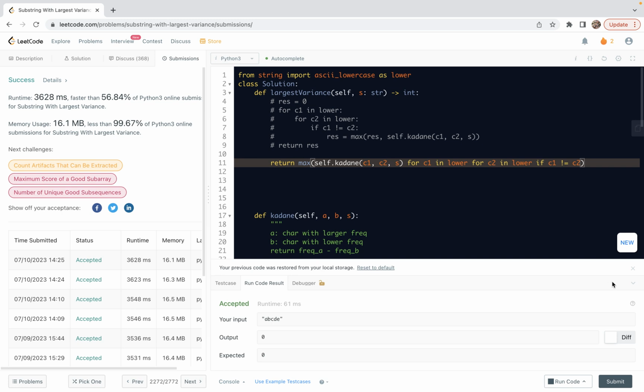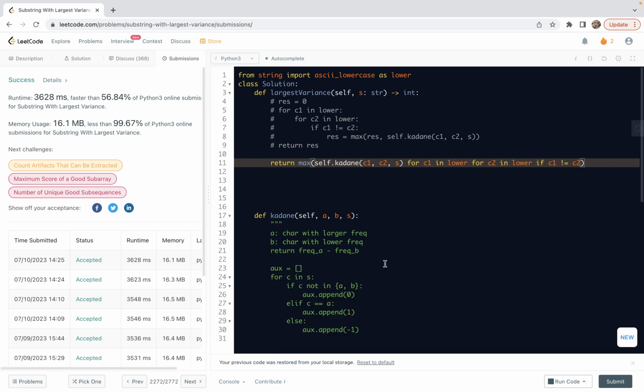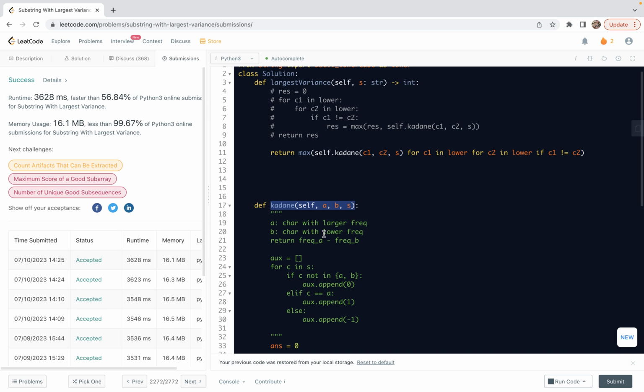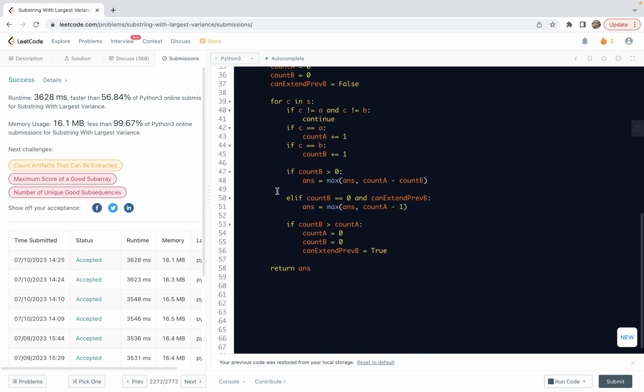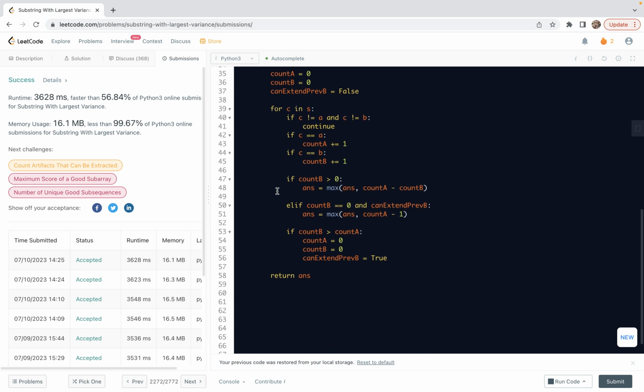If you are not very familiar with Kadane's algorithm, you can check it on Wikipedia, or you can look at some of my previous videos, which cover applications of Kadane's algorithm. A last comment is that the Kadane's algorithm here is actually a variant of the original Kadane's algorithm. With that said, that's about it for this video. Thank you.